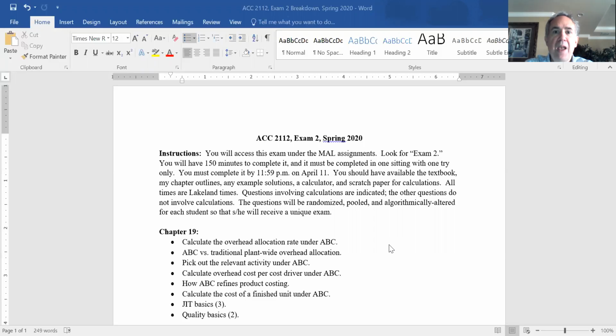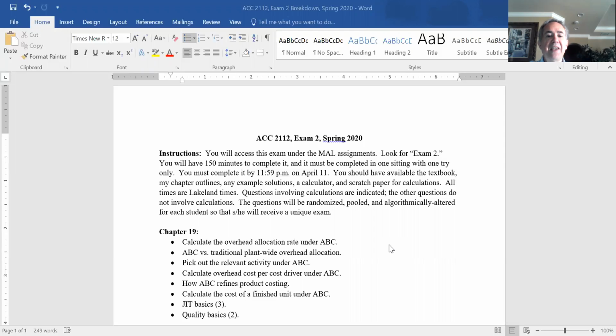With ABC, we did spend time calculating the overhead allocation rate for each activity, in which we take that activity's overhead cost pool and divide by the budgeted cost driver, whatever that may be, such as number of parts. I don't have a whiteboard here at home to show you, but it will be just like the example that we had in class. If you go back over the examples we had in class and the solutions, you should be fine. And again, please ask me any questions if you have any.